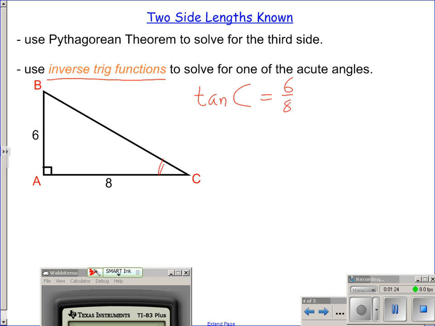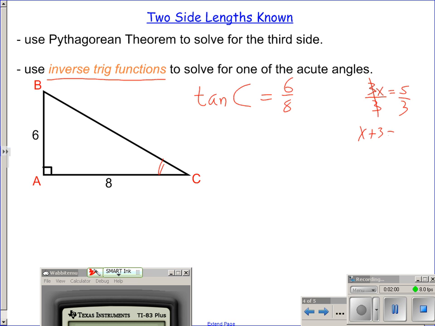Now, you really can't type that into your calculator. The calculator doesn't know what C is, it needs to know an angle measurement. The idea of an inverse trig function is really just like how you solve any problem. If you've got 3 times x equals 5 and you want to know what x is, that's a 3 multiplied by x. We need to get rid of that multiplying by 3, so we divide by 3. So multiplication and division are inverses of each other. They cancel each other out, just like addition and subtraction.